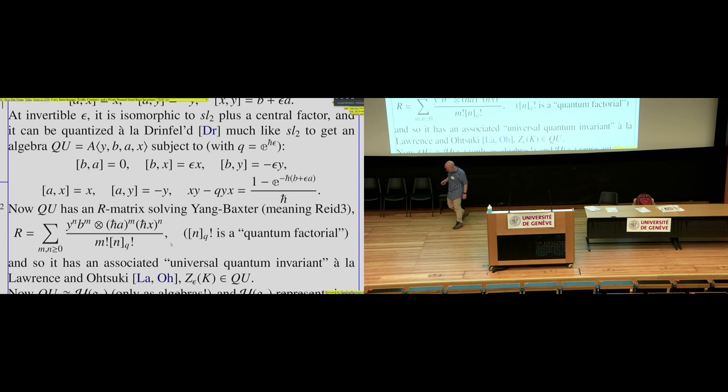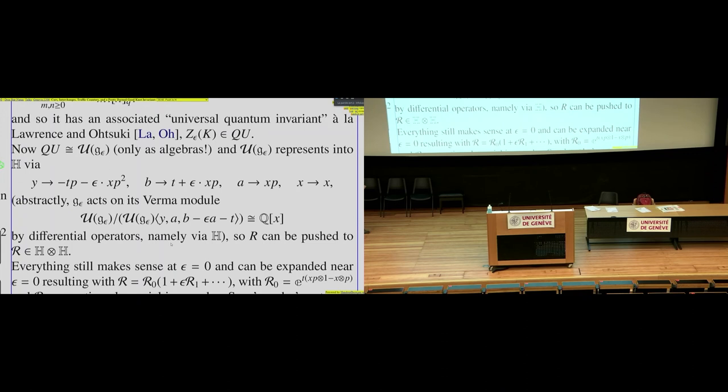But the point is that as algebras, to compute the quantum invariant, you only need the algebra structure. You don't need the coalgebra structure. So as an algebra, QU is still isomorphic to the universal enveloping algebra of sl2 epsilon. And the universal enveloping algebra has a faithful representation into a Heisenberg algebra, basically by studying some Verma modules. And so you can push the R matrix to some calligraphic R matrix, which lies in the Heisenberg algebra tensor itself.